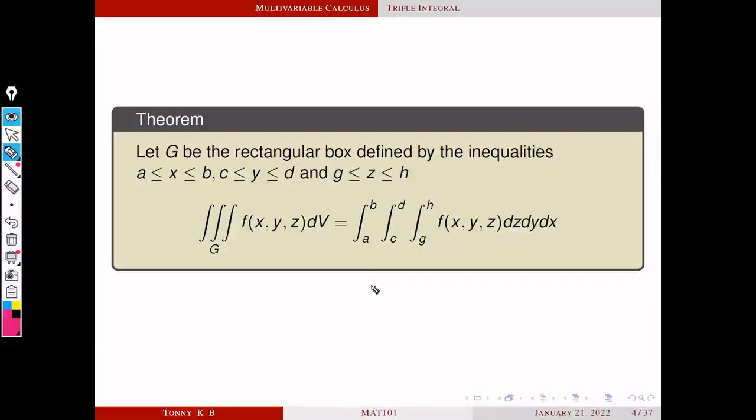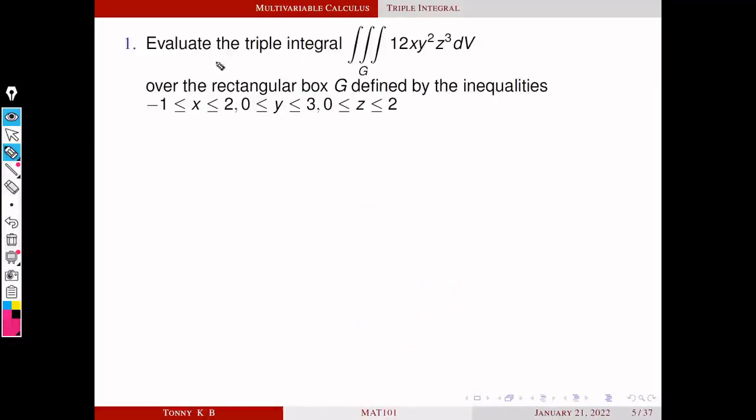So you can integrate in another order, maybe like this: a to b, g to h, integral c to d, f of x, y, z. The only difference is the order of integration, because c to d corresponds to dy, so you integrate dy. This is for dz, and this is dx. So you integrate in this order, that's all. That's why the order of integration does not matter. Whatever the order, you just interchange the limits and the differential terms. That's all.